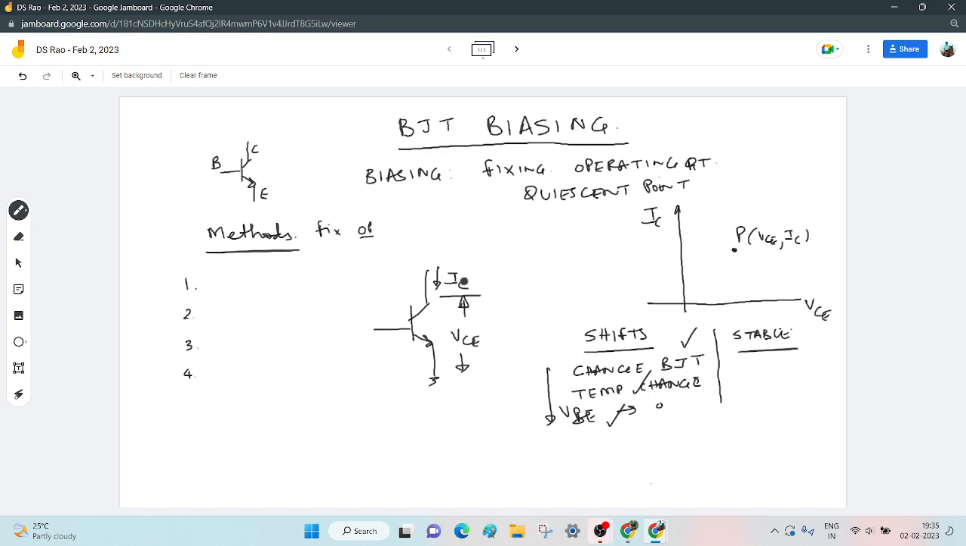Let me give a small silly example here. Supposing somebody got injured. What is the objective? You want to immediately give some treatment. Think that treatment is like biasing. What is the objective of treatment? When treatment is given, the wound must heal quickly, right? And it should come back to normal fast. There are different methods in which treatment can be given.